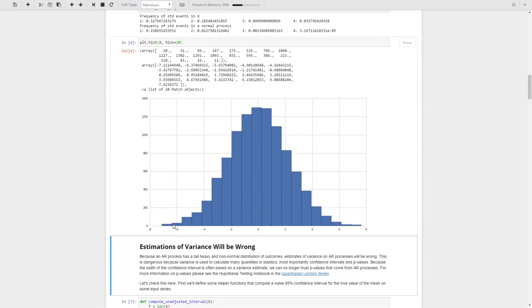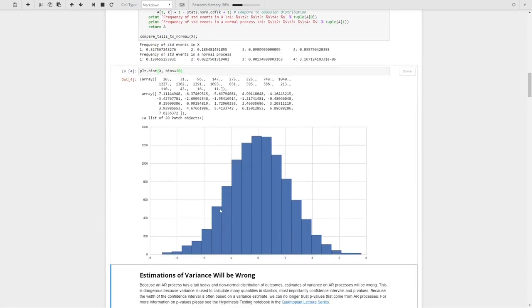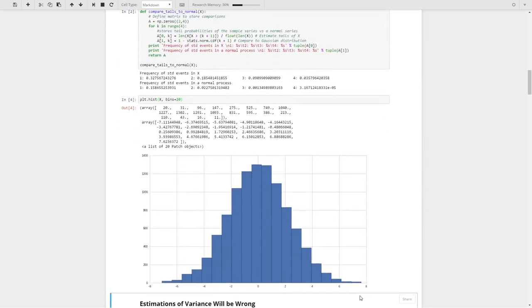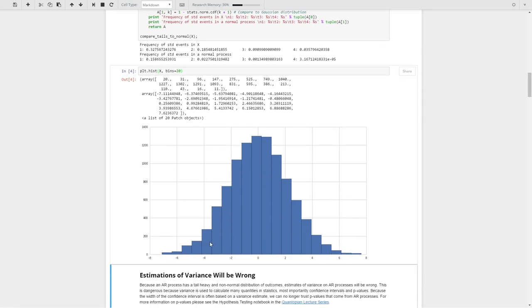You can see here, it may be hard to tell by eye. And this is why I say always check for autocorrelation, always check for non-stationarity. It may be hard to look at this and say there are fat tails. But if you actually count, there is more mass out here in these tails compared to what you would expect in a normal distribution. You can sanity check that yourself by generating data from a normal distribution and plotting it in a histogram, and you'll see that it is not nearly as fat on these tails.